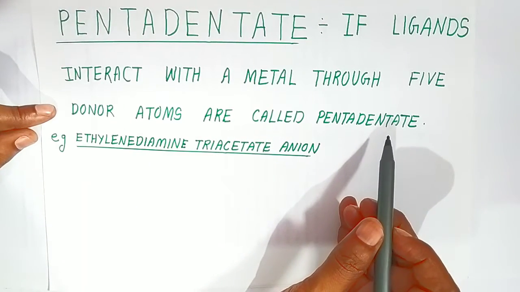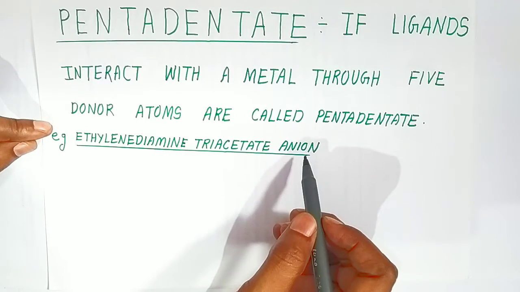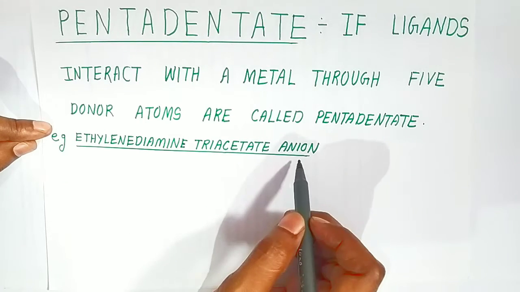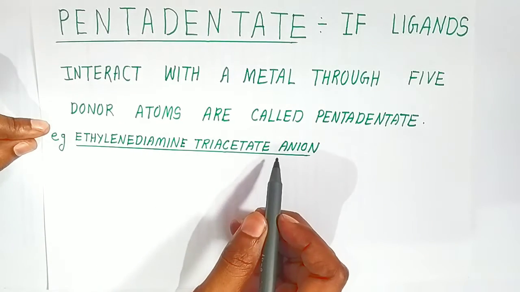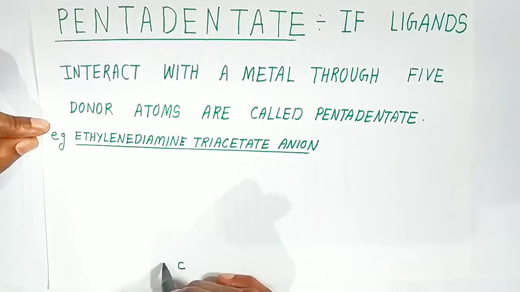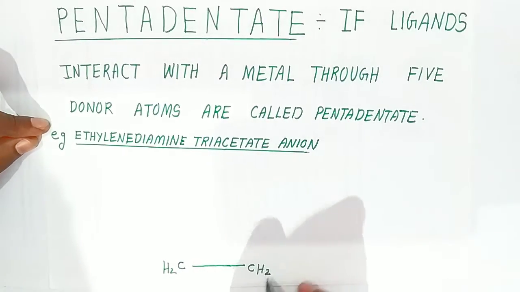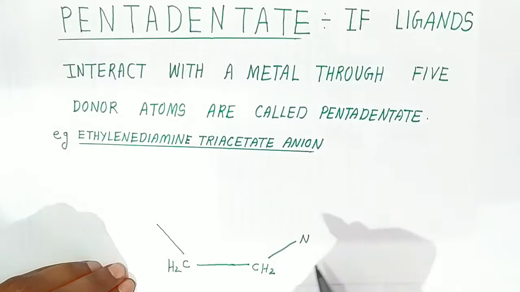Pentadentate ligand. If there are 5 donors, a very famous example is ethylene diamine triacetate anion. So first, students, you have to make ethylene diamine and then triacetate anion. How are you going to make this structure, students? Very simple. You have to make ethylene first, which looks like this. This is the ethylene. Now it is ethylene diamine. Now ethylene is attached to the 2 amines.